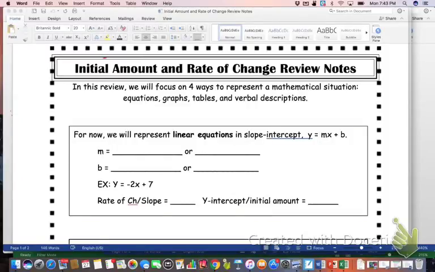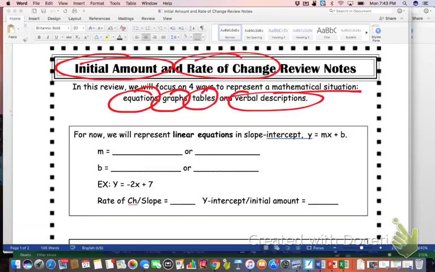We are going to be having a quiz pretty soon on comparing the initial amount and rate of change of various mathematical situations. So first we're going to have a little mini review on how to find the initial amount and rate of change. And we're going to focus on 4 different kinds of mathematical situations: equations, graphs, tables, and verbal descriptions.